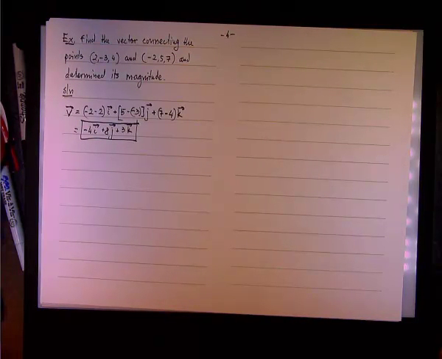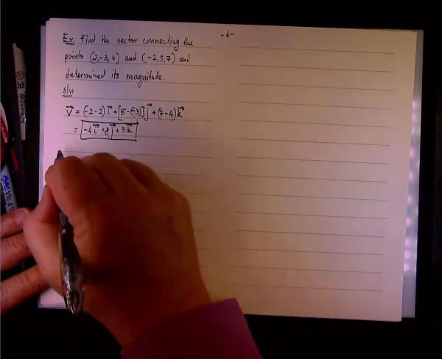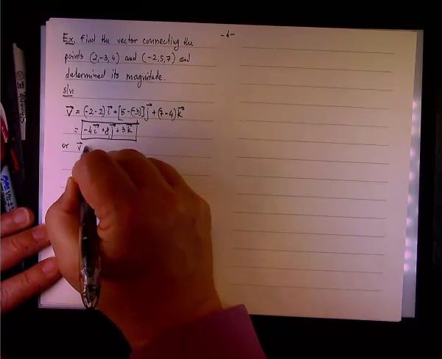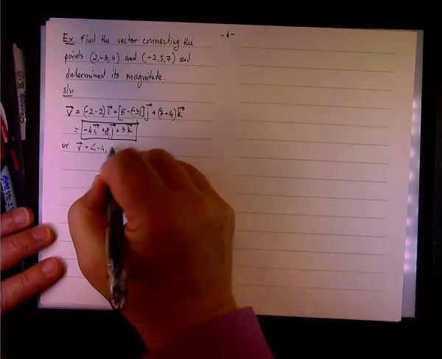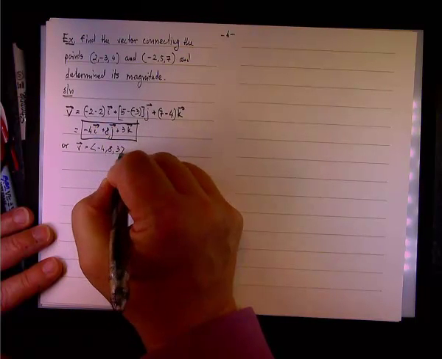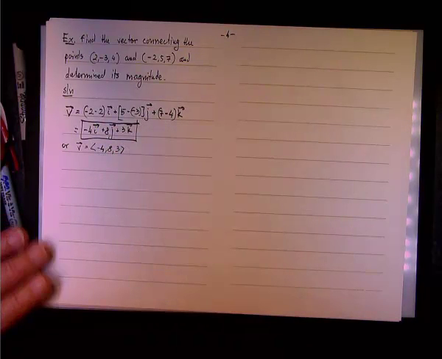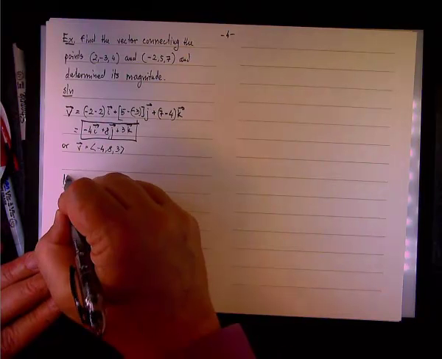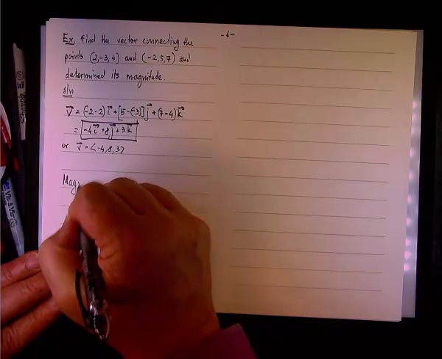Okay. I'm going to soon drop the arrow above the ijk because we are not going to use ijk in any other context. So our ijk is going to be our standard unit vectors. Okay. Or we can write it with the triangle notation. We can write v equals negative 4, comma 8, comma 3.